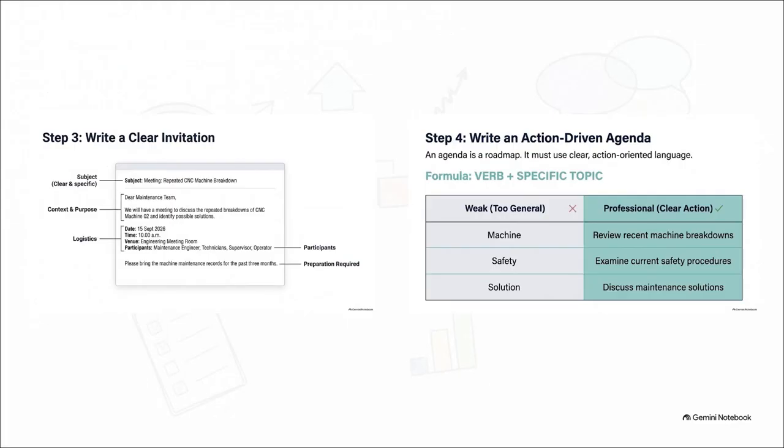Good preparation also means writing a really clear invitation and, more importantly, an action-driven agenda. You know when you get a meeting invite and the agenda just lists vague words like machine or safety? Yeah, that's not helpful. Instead, use a simple formula: a verb plus a specific topic. So rather than a weak word like machine, say review recent machine breakdowns. Instead of just safety, write examine current safety procedures. This tells absolutely everyone exactly what action we are taking in the room.